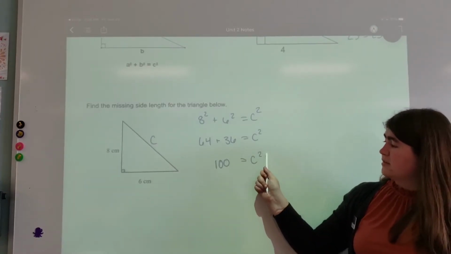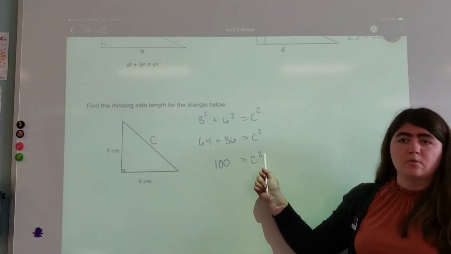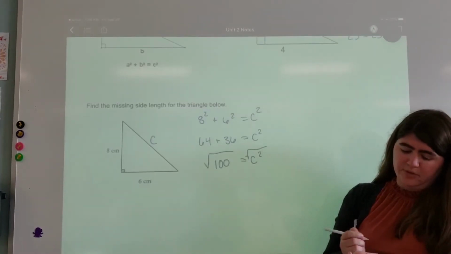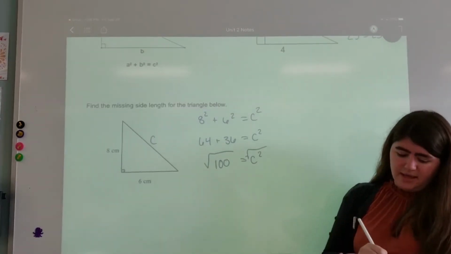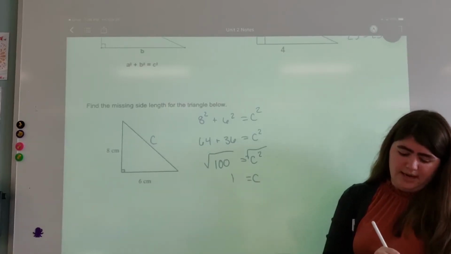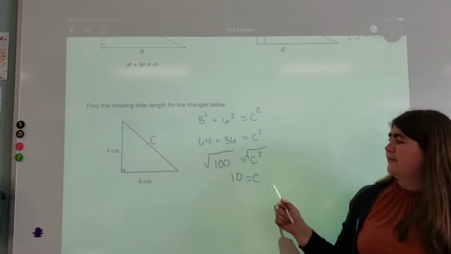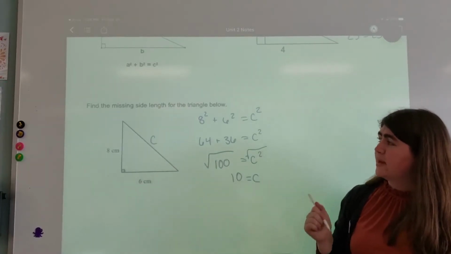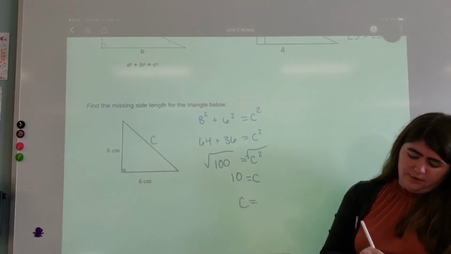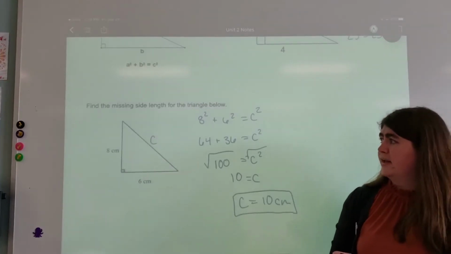I want to get this square out of there. The only way to undo a square is with a square root. So I'm going to take the square root of both sides. On this side, that cancels down to c, and on this side, the square root of 100 is equal to 10. So now I have that c is equal to 10. So my missing side length is 10 centimeters. All right. Let's go ahead and turn the page.